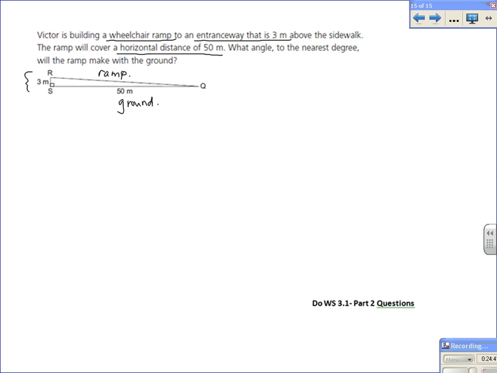Okay. What angle will the ramp make with the ground? Well, that's going to be the angle made right here. There's my ground. There's my ramp. Okay, so it's the angle Q. So we want to solve for the angle Q. That is what we're trying to find in this question.